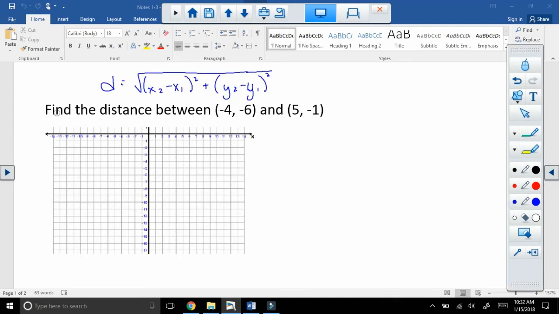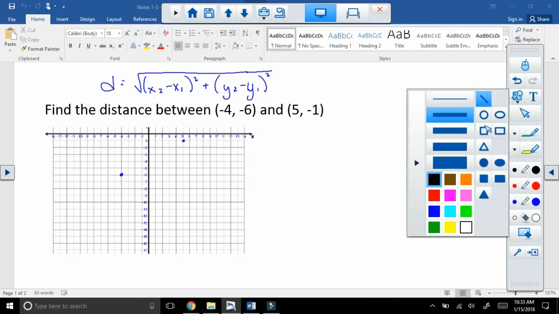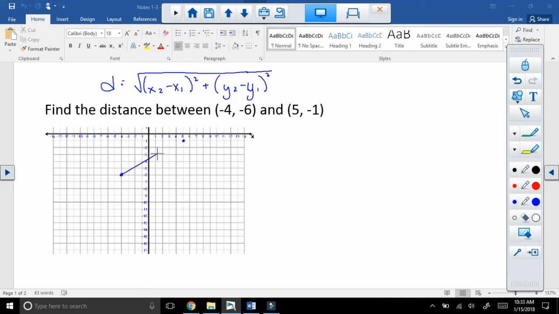So for this example here, they want us to find the distance between these points. So I'm going to take a minute to graph these points. -4, -6 would be there, and it's not labeled like that last example said PQ. These could be whatever points. And then the next one is at 5, -1. So I'll graph that. And I have a little straight line tool that I'll use. The distance between those.